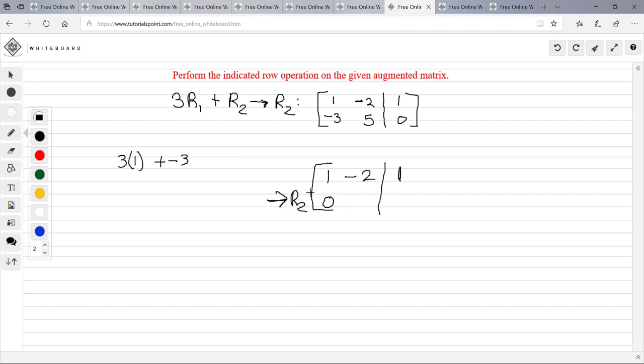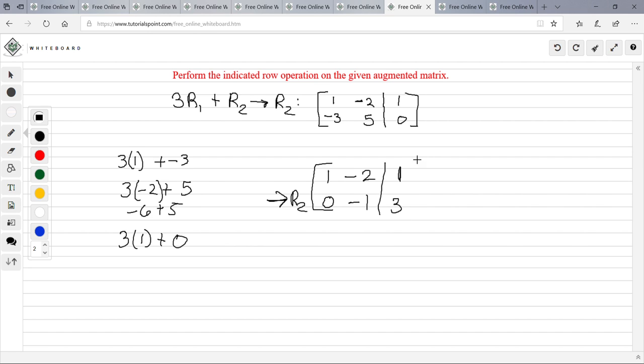And then our second column over here is going to be 3 times -2 plus row 2, which is, here's a 5. So this is -6 plus 5. What is that going to be? -1. And then the last column, it's going to be 3 times row 1. Here's row 1, so it's going to be 3 times 1 plus row 2, and then 0 is on row 2. So 3 plus 0 is 3.